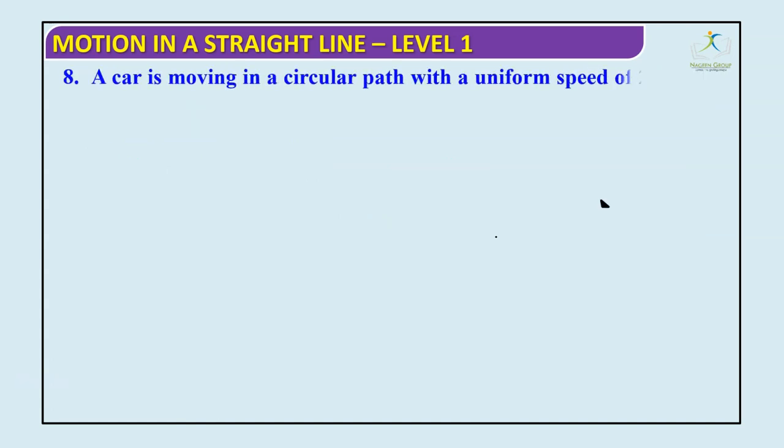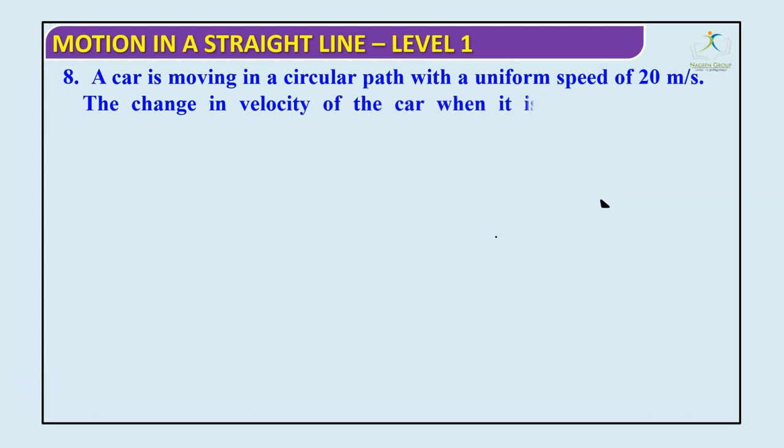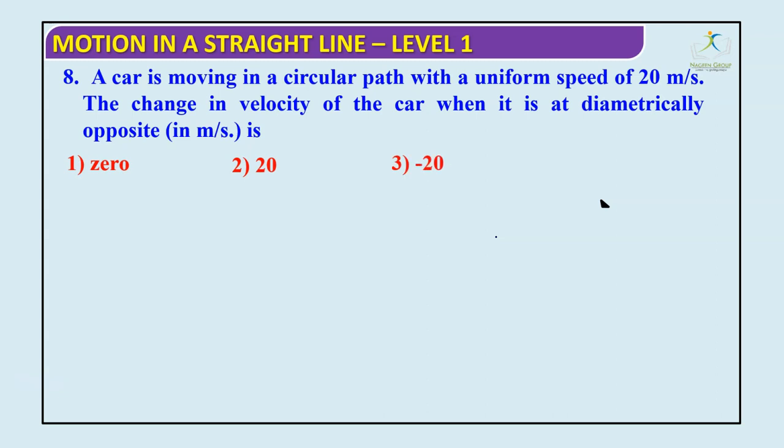Next question is, a car is moving in a circular path with a uniform speed of 20 meter per second. The change in the velocity of the car when it is at diametrically opposite points, in meter per second? Now, the options are 0, 20, minus 20 and 40.